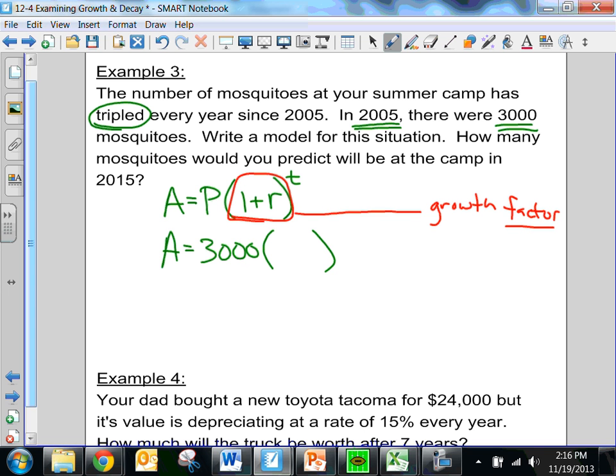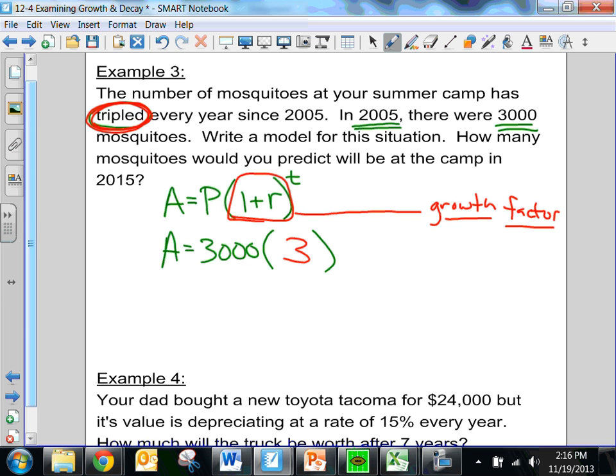So I want you to think for a second about what the growth factor is going to be, and it's going to be this number: triple, okay? So in here, I'm just going to put a 3. I'm not going to put 1 plus anything. I just know that when it tells me a number like tripled or doubled, I can just put that number here in the middle, okay?